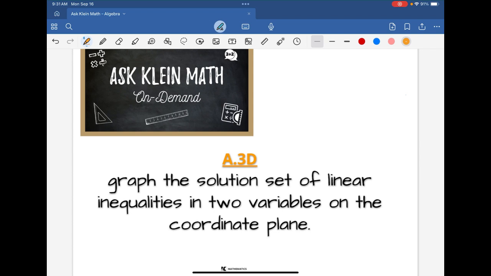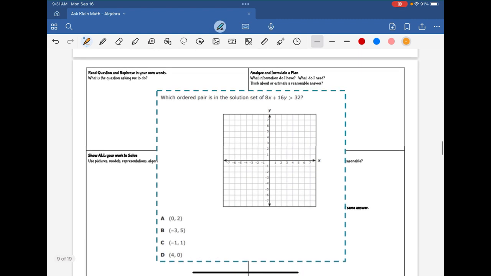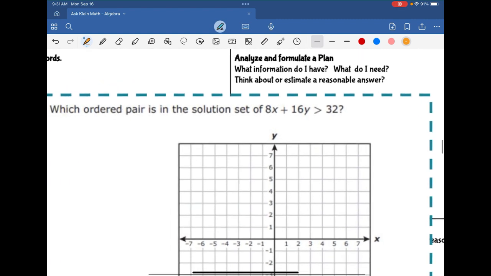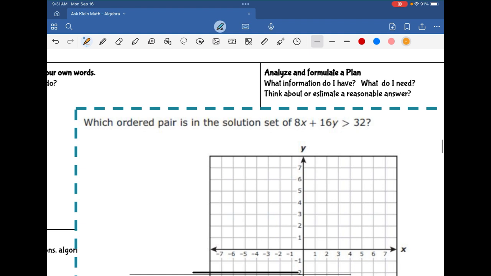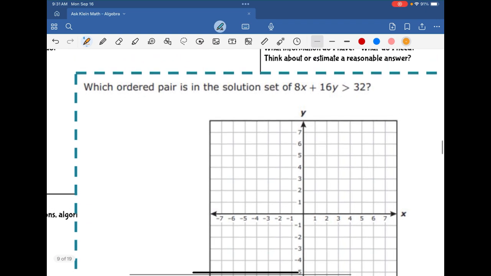Today we're going to talk about graphing the solution set of linear inequalities in two variables on the coordinate plane. Here's the problem we're looking at, and we're going to talk about which ordered pair is in the solution set for 8x plus 16y is greater than 32.